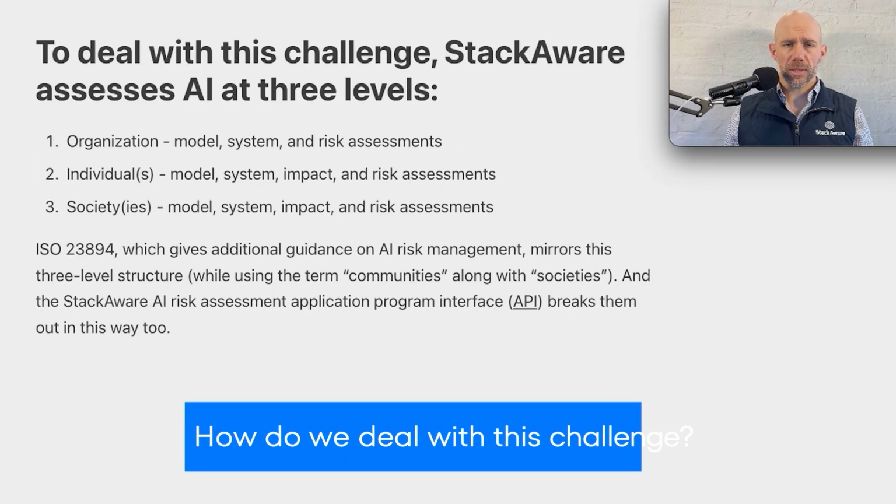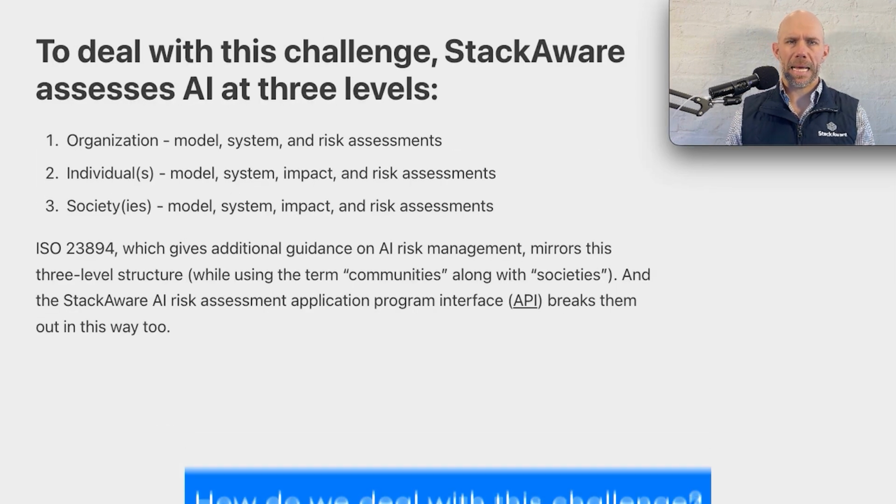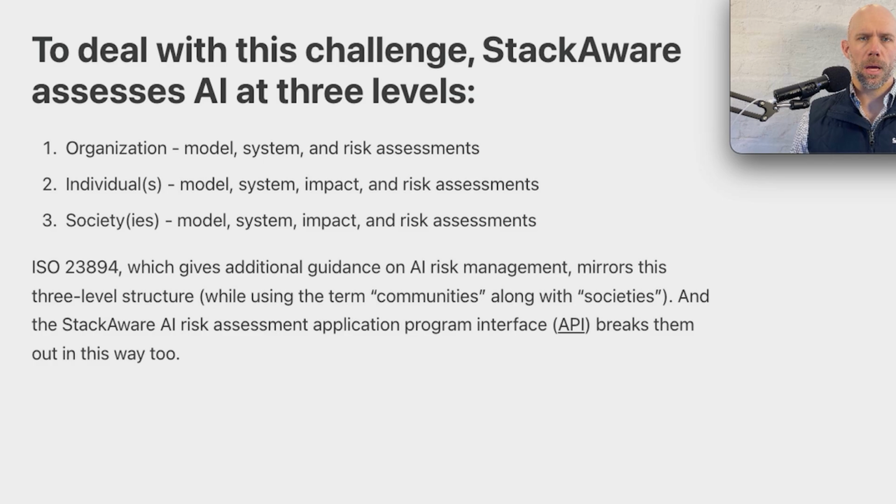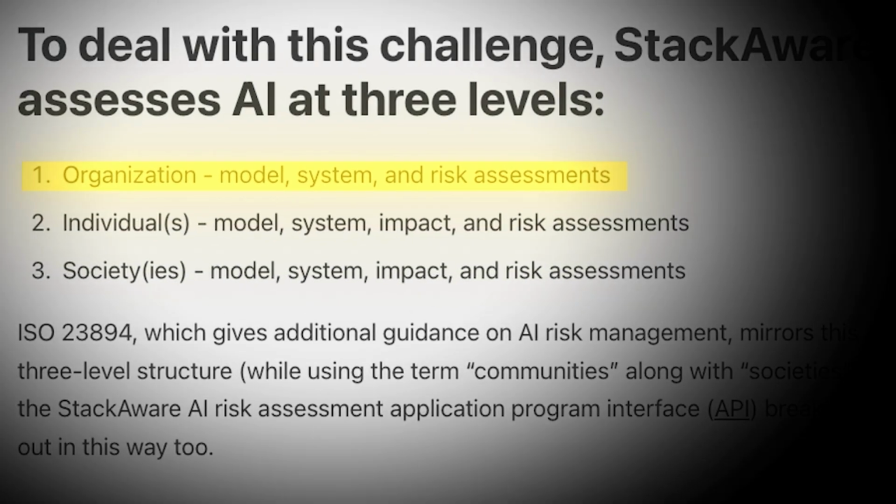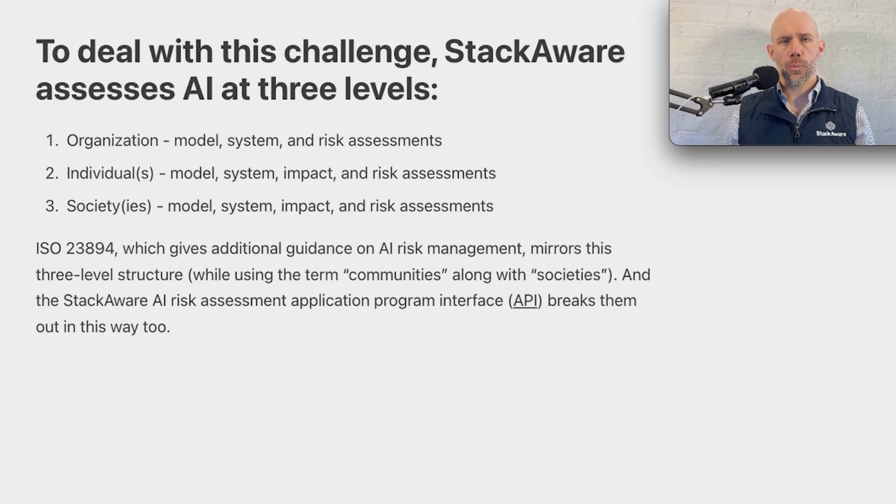So how do we deal with this challenge? At Stackaware, we assess AI at three different levels. We look at the organization, we look at the individual, and we look at societies. So for the organization, we do model, system, and risk assessments. And then for individuals and societies, we do model, system, impact, and risk assessments. So that's how they diverge, and I'll get into exactly what this looks like for a real-world AI system.